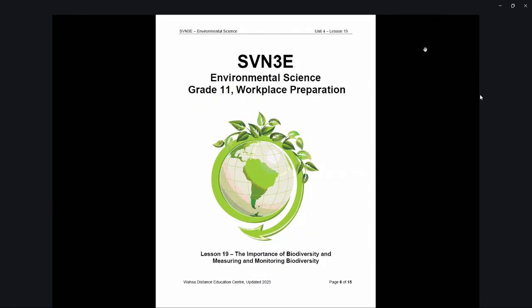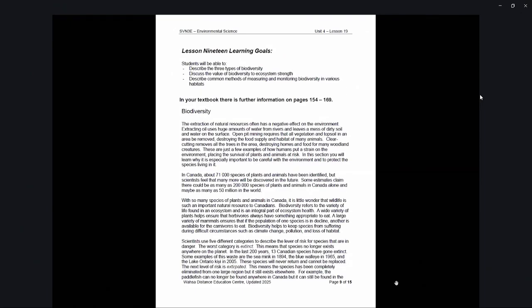Okay, we are going to start down on page 9 of 15. And let's just remember our Lesson 19 learning goals. Students will be able to describe the 3 types of biodiversity, describe the value of biodiversity to ecosystem strength, and describe common methods of measuring and monitoring biodiversity in various habitats. And tonight, the common methods of measuring and monitoring biodiversity is what we're going to concentrate on.